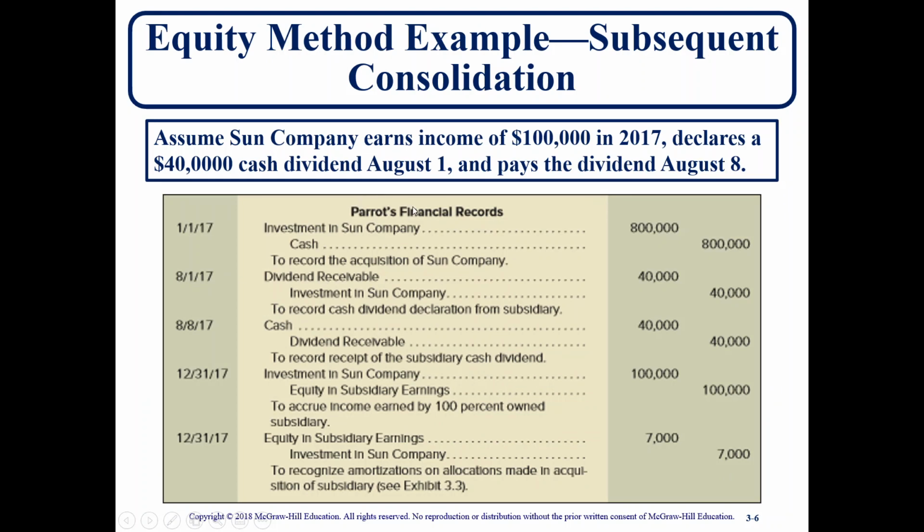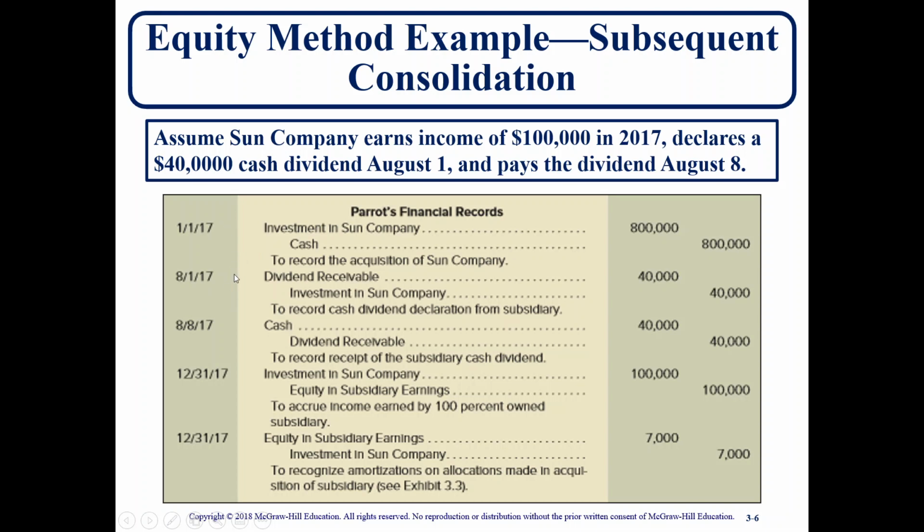So we have Parrot's journal entries. Okay, these journal entries are recorded in Parrot's financial records. So we have the purchase of the investment. We're going to debit investment in Son Company. In this case, Parrot continues to use the equity method to account for this investment. So investment in Son Company, we debit the 800, credit cash.